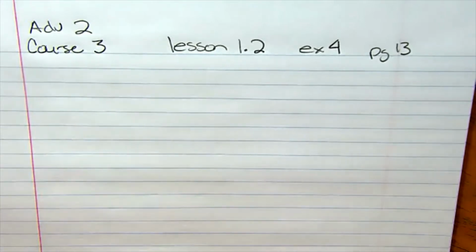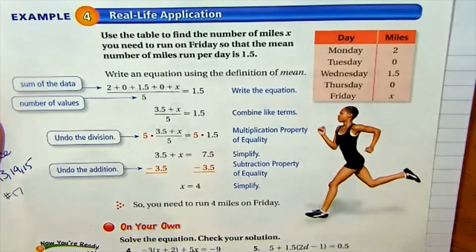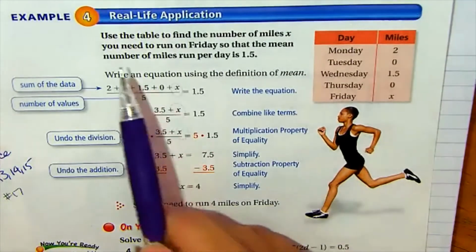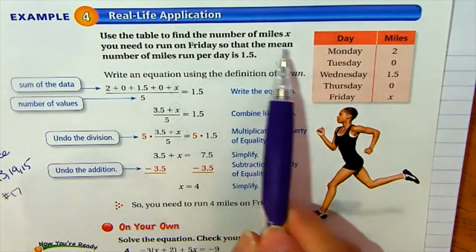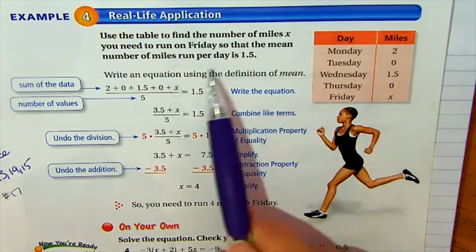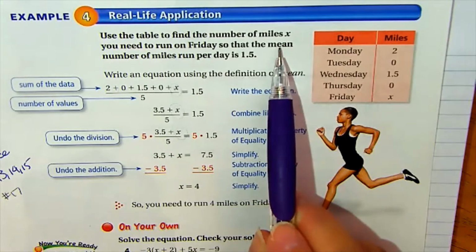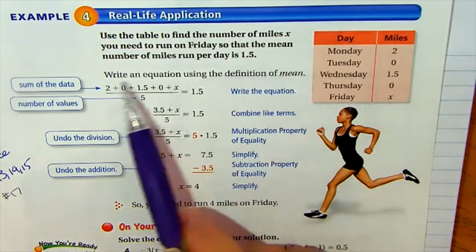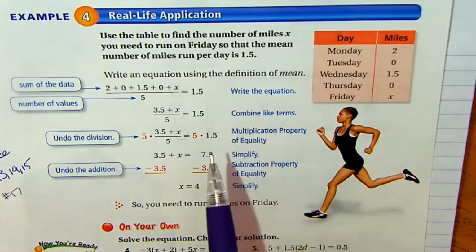So the first word problem we're going to do: use the table to find the number of miles, X, you need to run on Friday so that the mean, another word for mean is average, so that the average number of miles run per day is 1.5.